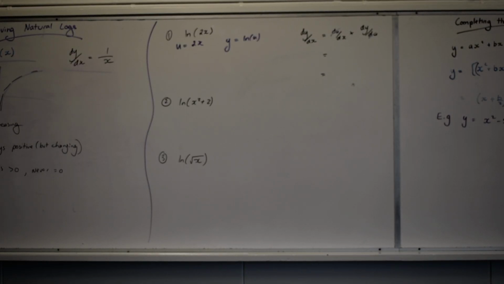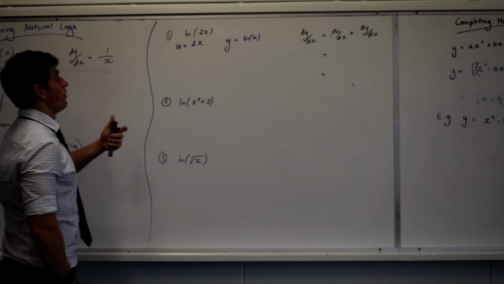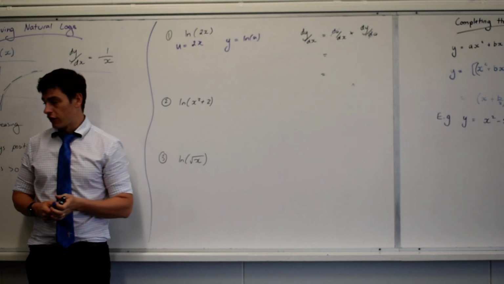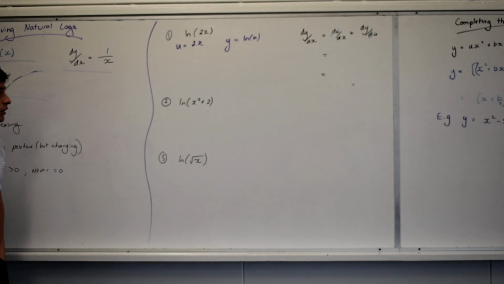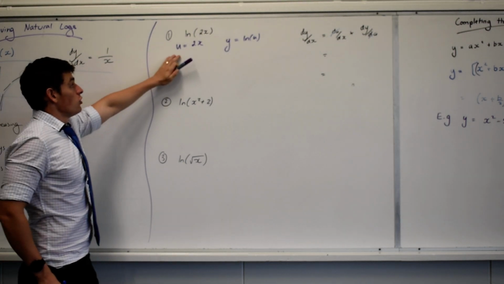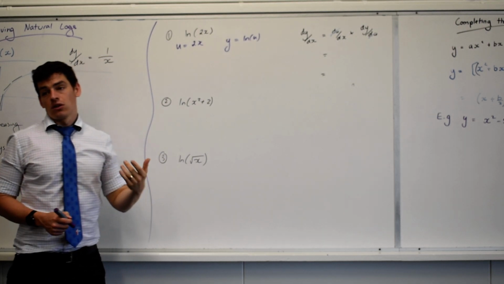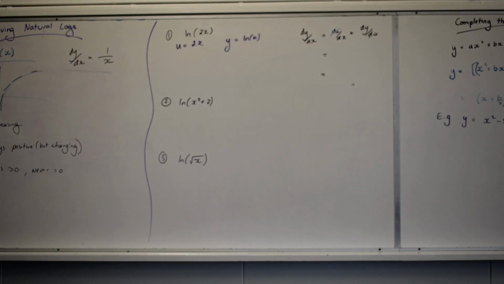Alright, so we're going to look at how we solve these. The first thing we identified is that we need to use the chain rule because we've got a function inside a function, correct? I've identified that u is equal to 2x because that's the thing inside the log. So I'll try to simplify that.